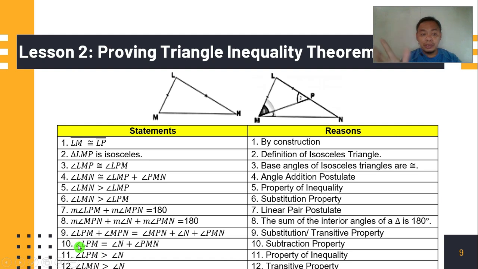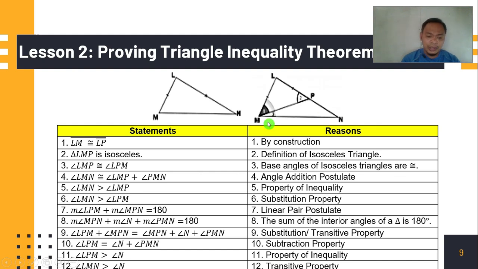So, statement number 10, angle LPM is equal to angle N plus angle MPN. Saan si LPM? LPM is equal to angle N plus angle PMN. So, angle N plus angle M is equal to this one. That is subtraction property. Okay. So, next statement, angle LPM is greater than angle N. This one. Property of inequality. And then the last statement, which is angle LMN is greater than angle N. Okay, alam naman po natin, di ba?